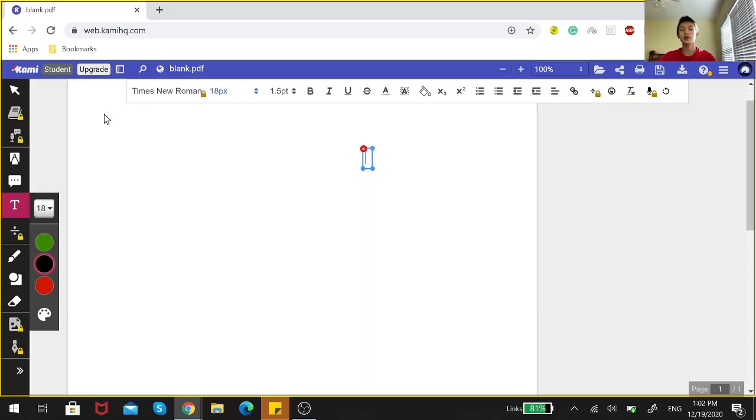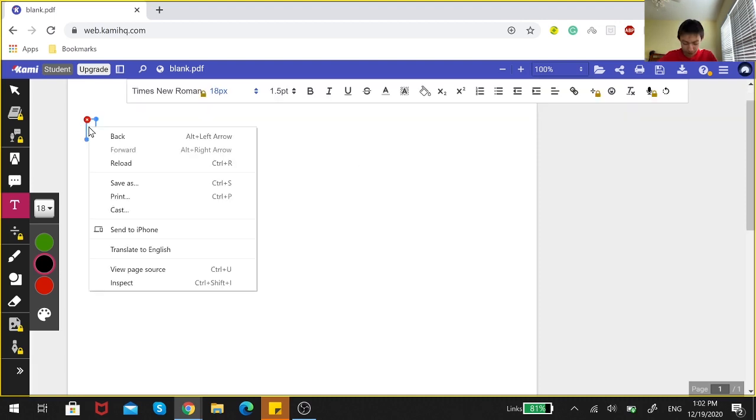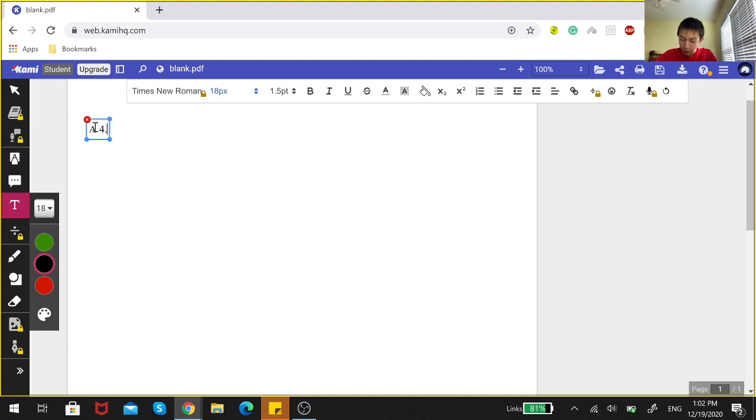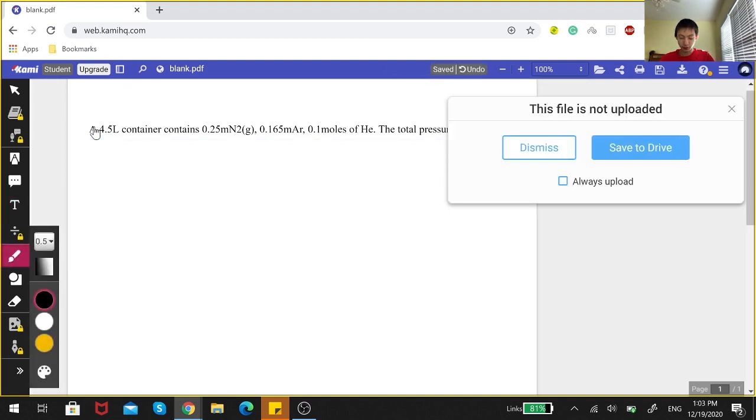Hi, in this video we're going to be doing some more examples with partial pressure. So our first question says, a 4.5 liter sealed container contains 0.25 moles of N2 gas, 0.165 moles of Ar, which is also a gas, and 0.1 moles of He, which is also a gas. The total pressure is 1.75 atmospheres. Find the mole fraction for each gas.